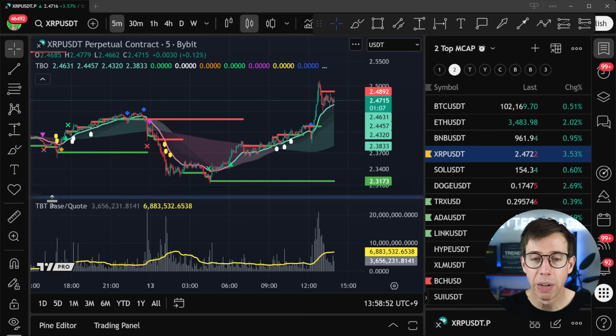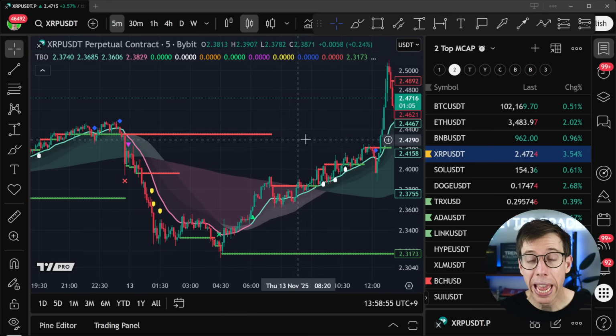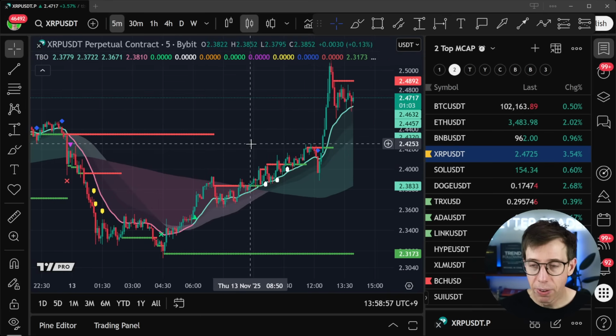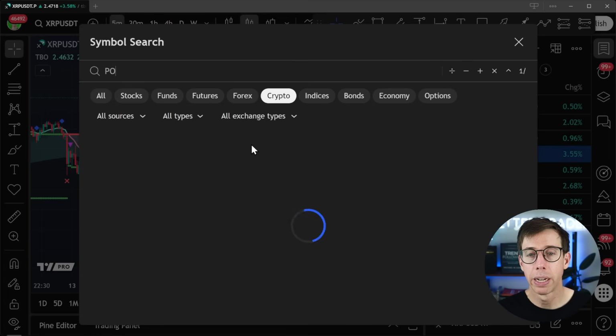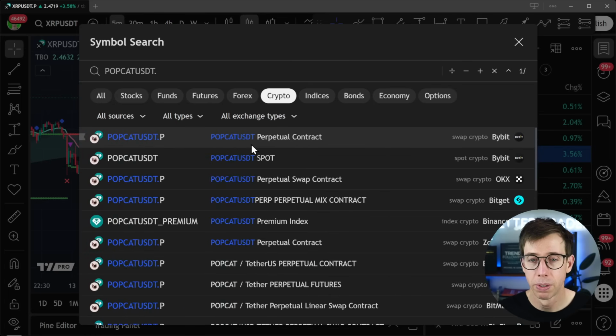We really do need to put everything together. And while you can use it on the 5-minute time frame, if you're going to be using or trading something like PopCat futures, right?